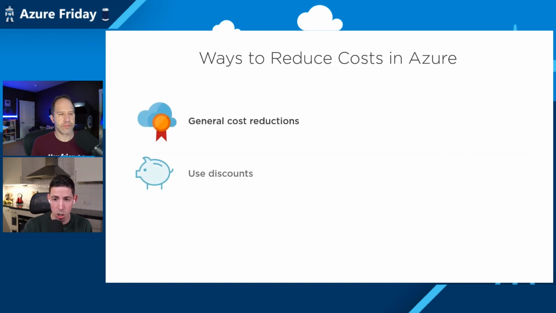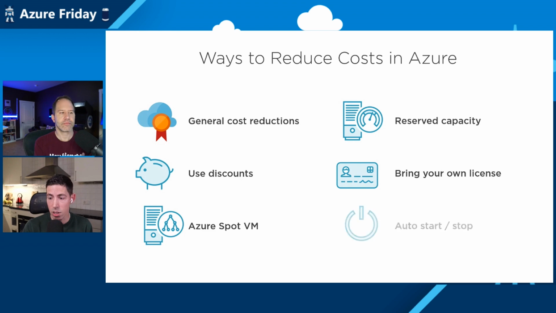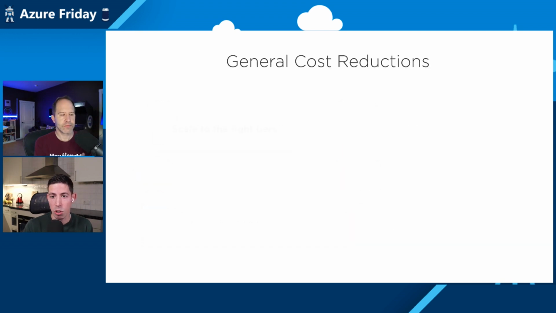Well, we have some general cost reductions, and I'll dive into these a little bit deeper. We can use discounts as well. We have specific discounts like Azure Spot VM, which I'll show in a second. You can reserve capacity, where you literally say, well, I want to use the capacity for this virtual machine, for instance, for the next 3 years. And by saying that, you can save some money. You can bring your own license, and you can also turn auto start and stop for certain services on or off, which will save you money as well. So some general cost reductions.